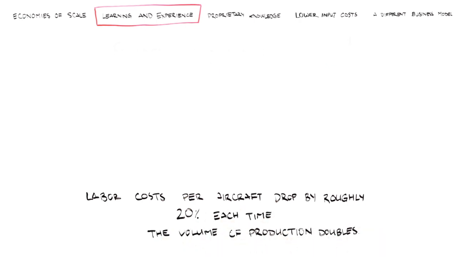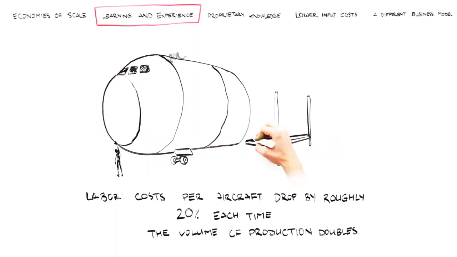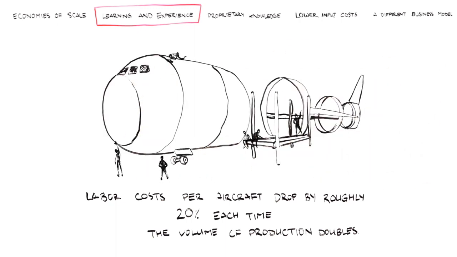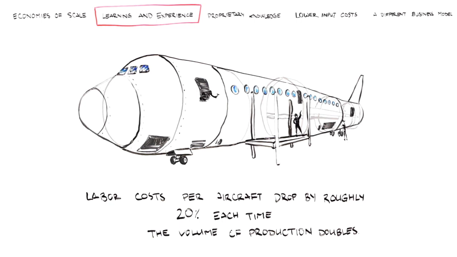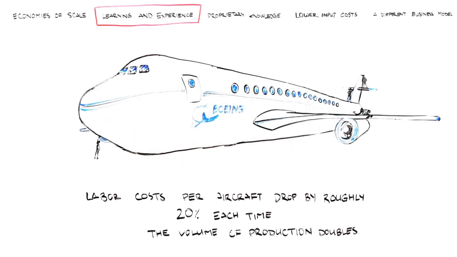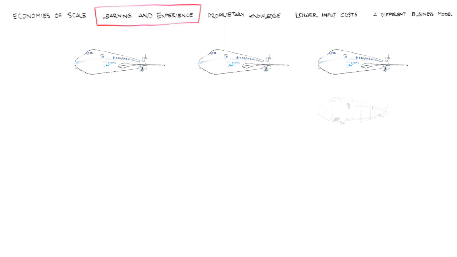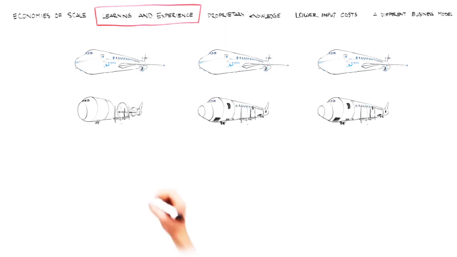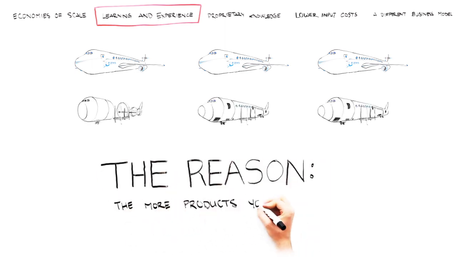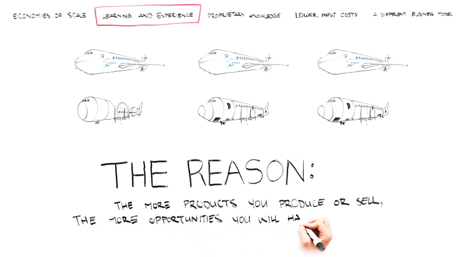Doing a task many times, like building lots of airplanes, helps people not only become more efficient, but also more effective. That is, they find better ways to complete the task. Like economies of scale, cost advantages that come as a result of learning typically require higher volumes of production relative to competitors. The reason? The more products you produce or sell, the more opportunities you have to learn how to do it better.